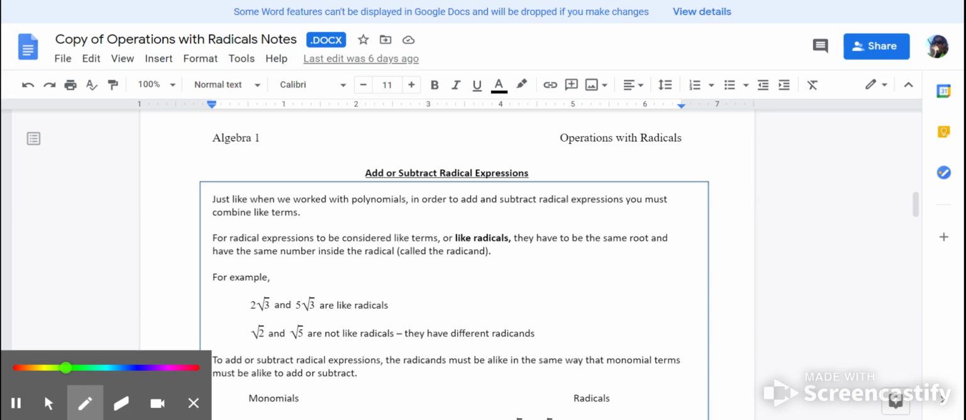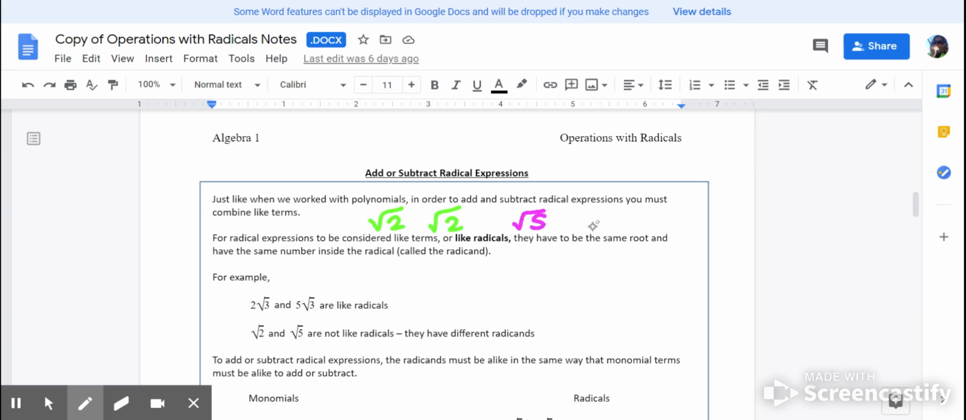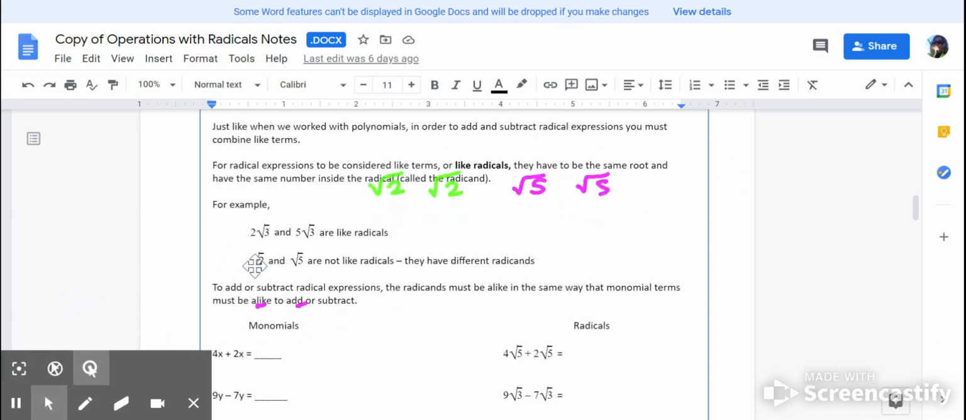What this means is they have to have the same root. For instance, the square root of 2 is the same as square root of 2, or the square root of 5 is the square root of 5. Just like we see in these examples here. Now, square root of 2 and the square root of 5 are not like radicals because they're different numbers on the inside. I'm not worried about the numbers on the outside as we see in the first example, simply the numbers on the inside, the radicand.